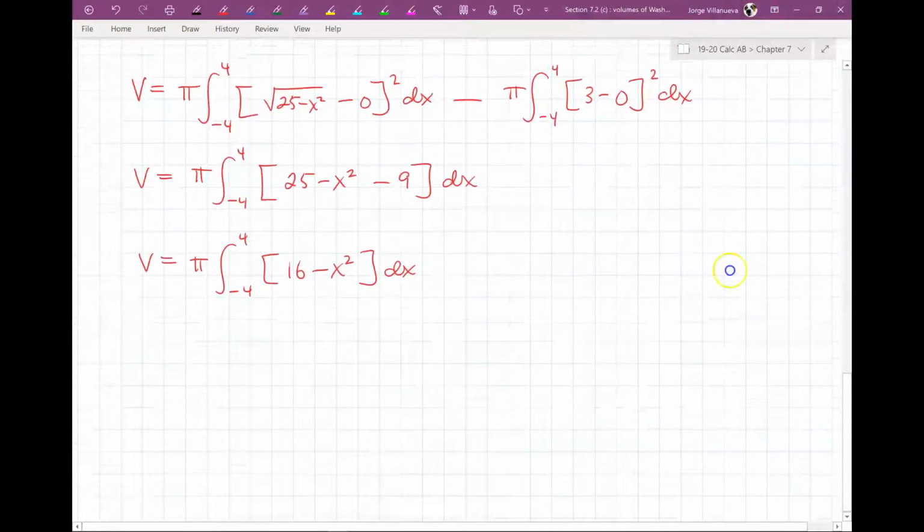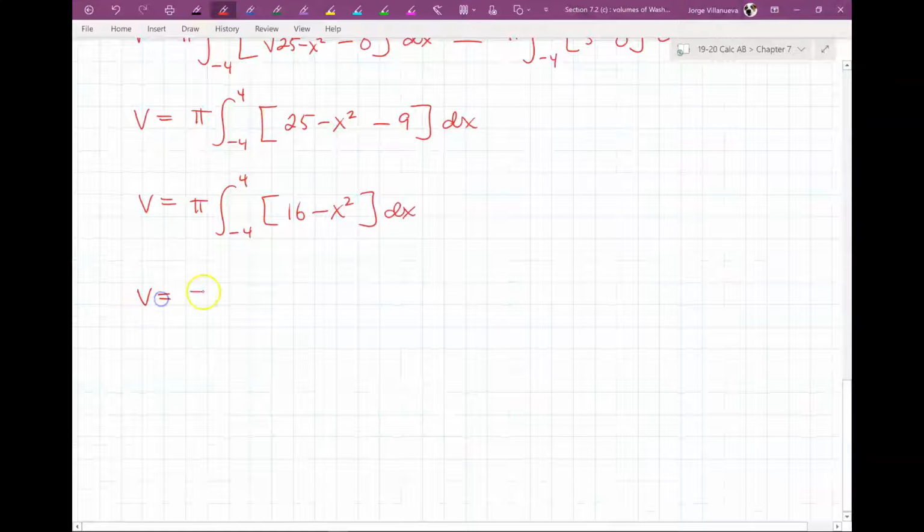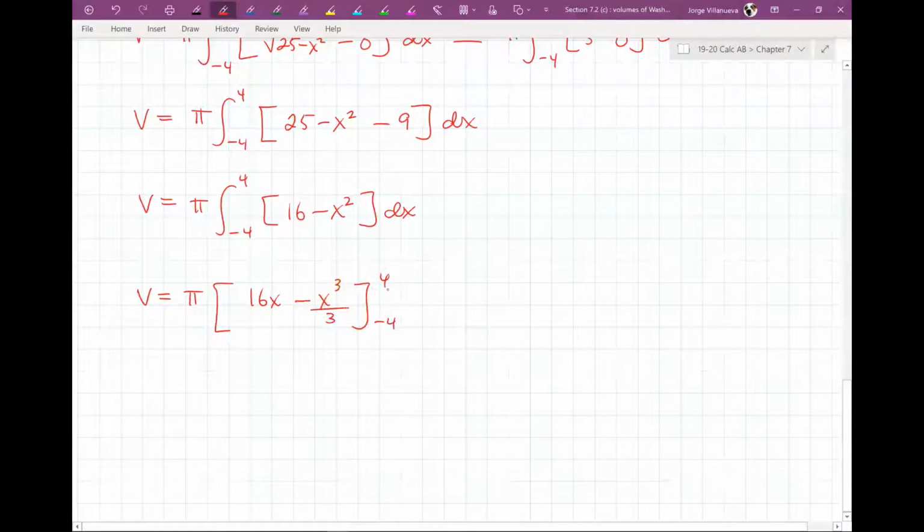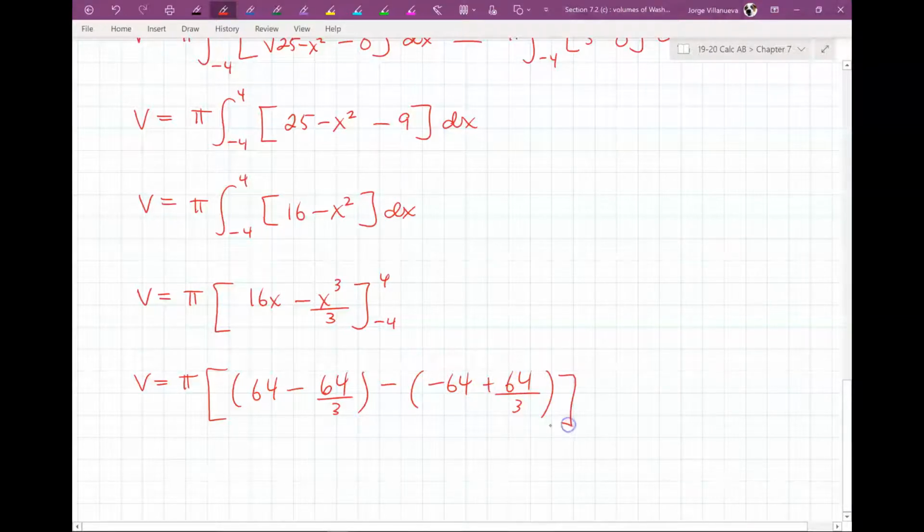So let's see. We'll be done with this problem here. So that's pi times 16x minus x cubed over 3 from -4 to 4. So we end up with, let's see, 16 times 4, that's 64, minus 64 over 3, minus negative 64, and plus 64 over 3.